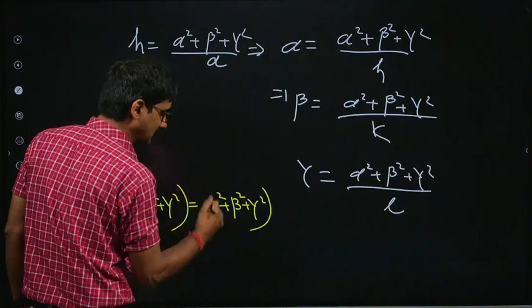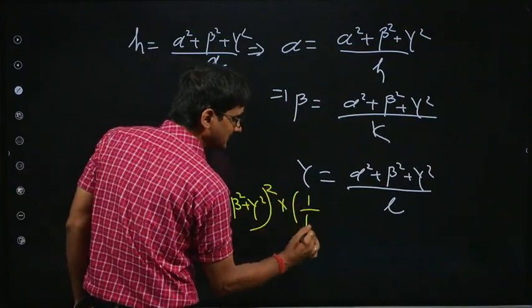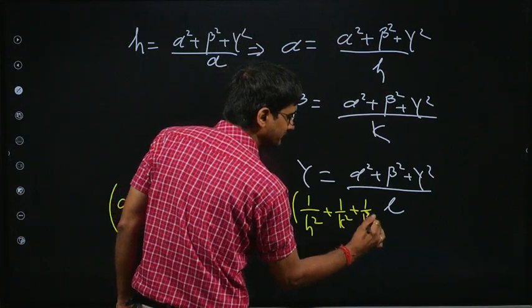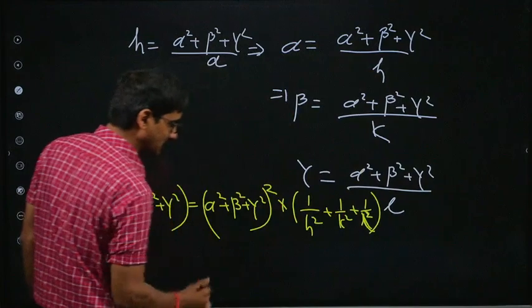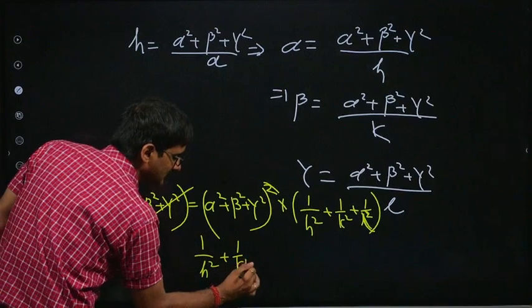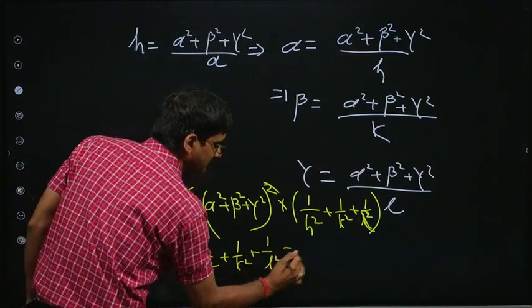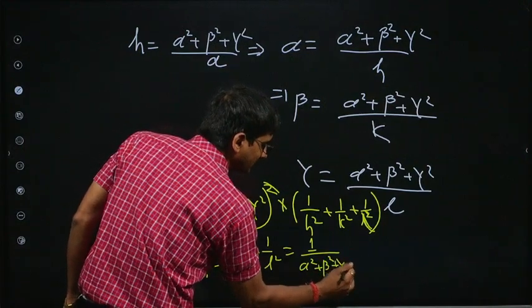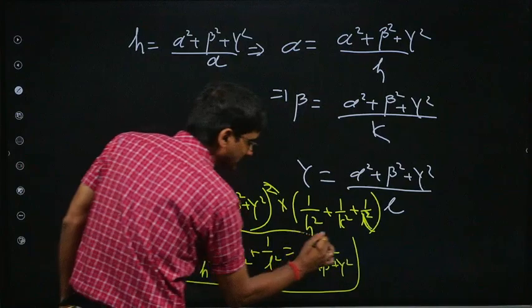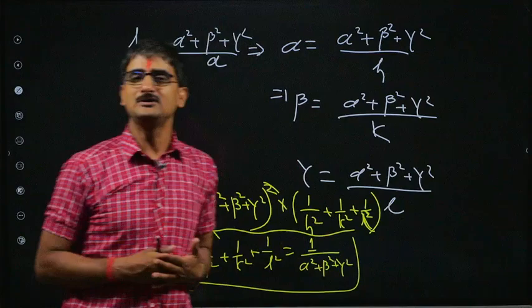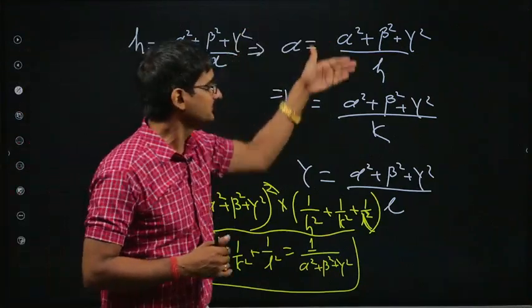See, why am I doing it? Because that will help me in getting the value of alpha square plus beta square plus gamma square. So that cancels, and 1 by h square plus 1 by k square plus 1 by l square is equal to 1 over alpha square plus beta square plus gamma square. Now see, we have the value of alpha square plus beta square plus gamma square in terms of h, k, l. We have the value of alpha, beta, gamma in terms of this and h, k, l.